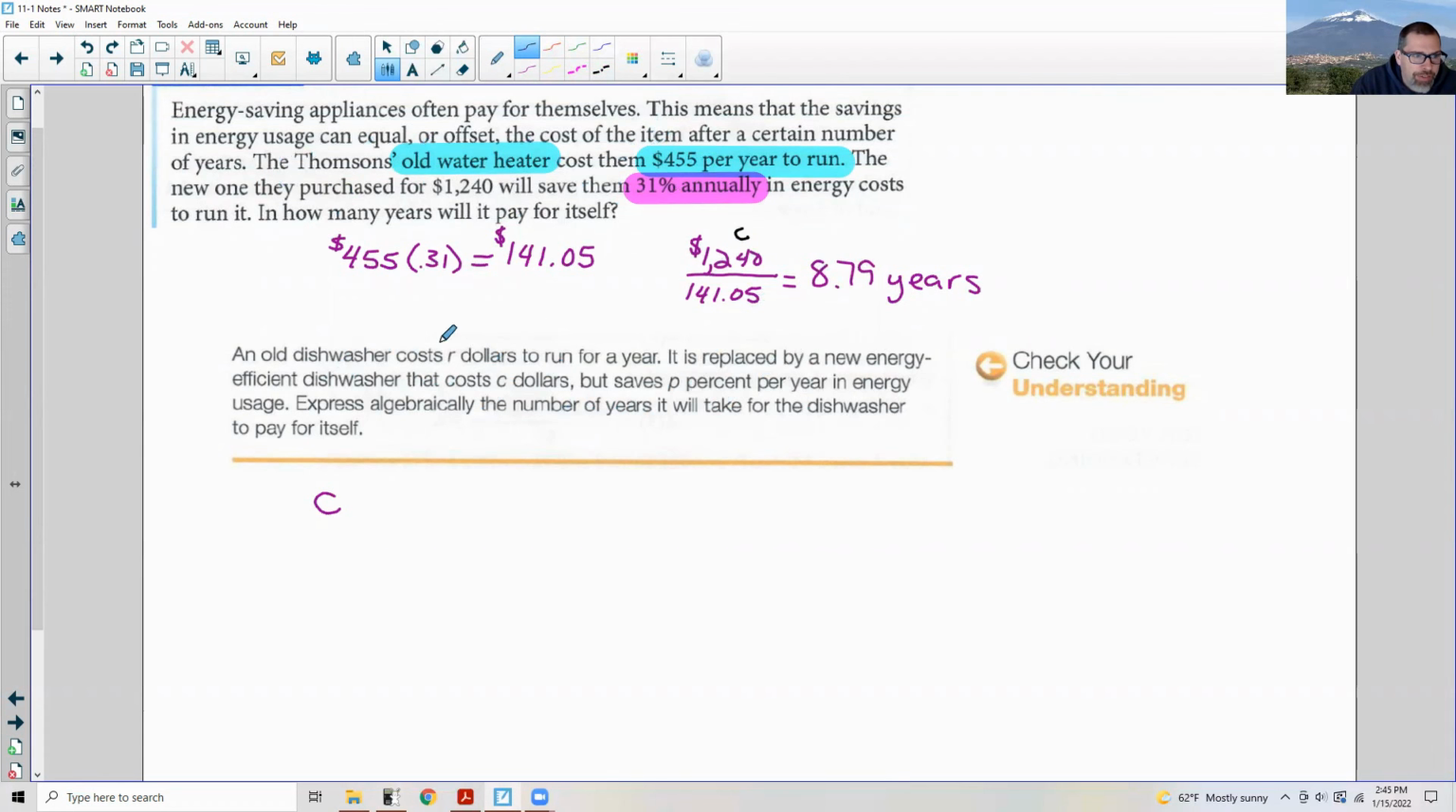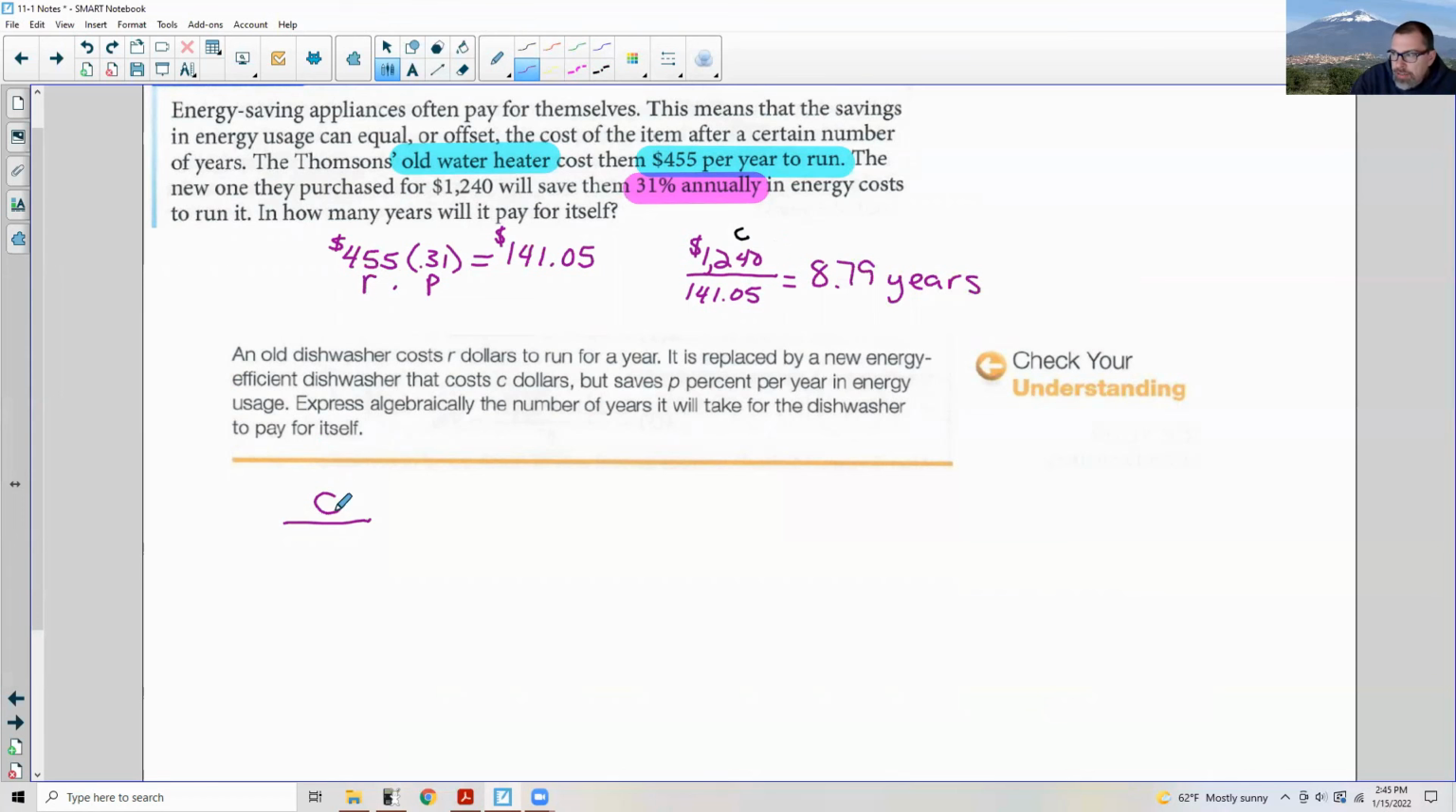So it's going to be C divided by something. Well, how did I get the 141.05? Well, it was the cost to run it per year times the percent saved. So it's replaced by new energy that costs C dollars. It costs R dollars to run. So R dollars to run, 455 to run. This is my R, and this is my P or percent. So you multiply R times P, which gave us this, our denominator. And this is the cost, $1,240.